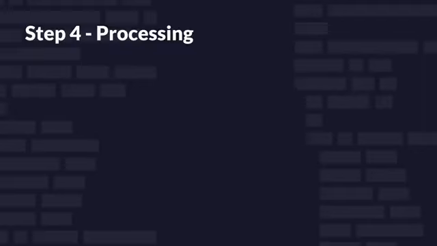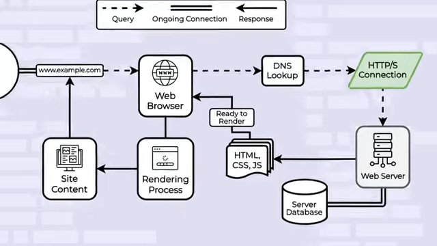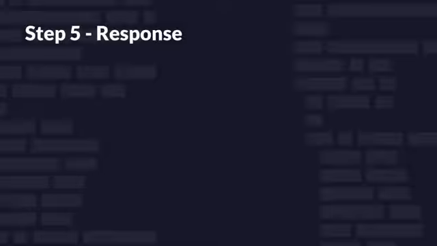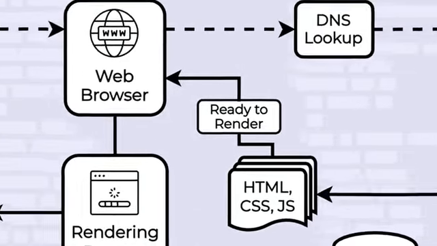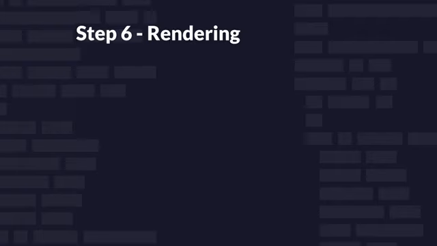Step 4. Processing. The server receives the request and begins to process it. This may involve executing scripts, querying databases, and retrieving files from the file system. Step 5. Response. Once the server has processed the request, it sends an HTTP response back to the browser. This response includes the requested content, such as the HTML, CSS, and JavaScript, and any images or other resources required to display the website.